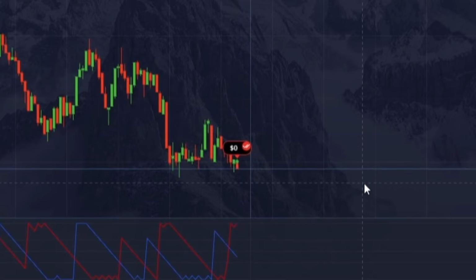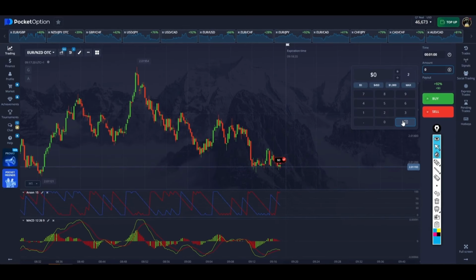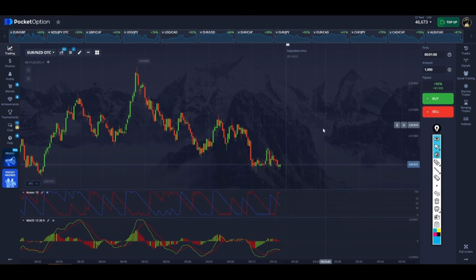The trade didn't go my way this time. Something clearly went off plan. Maybe the expiration time just wasn't enough, but that's all right. Let's open a recovery trade on another asset and see if we can turn this around.